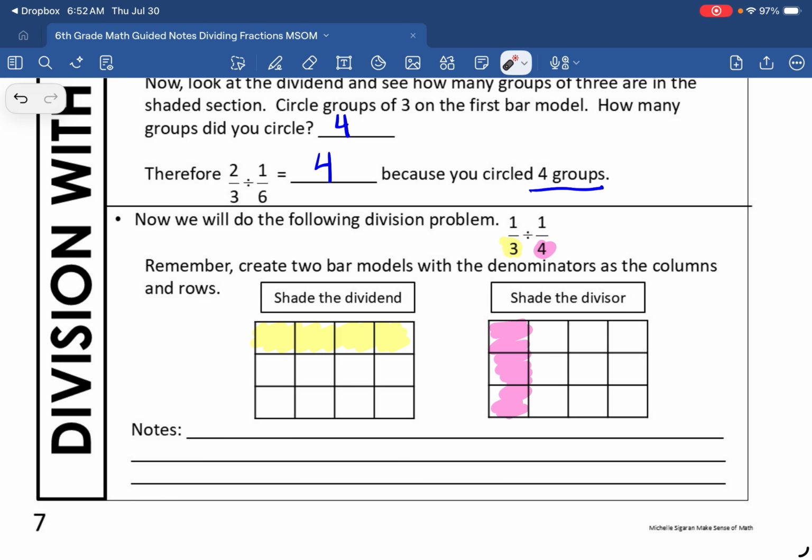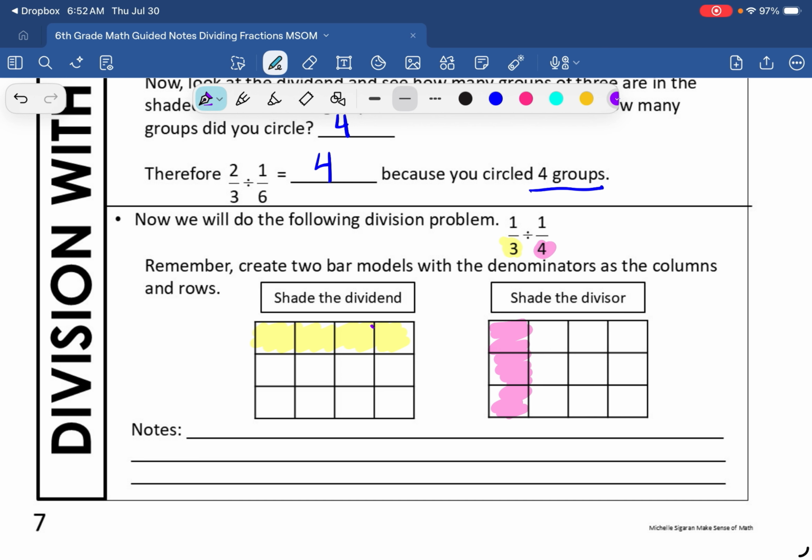Now I want to see how many of these divisors go into the dividend. So I need to circle groups of 3. So here is one group of 3. Now here's another group of 3. So this is one whole, and in this group of 3, only 1/3 is shaded. So my solution will be 1 and 1/3.